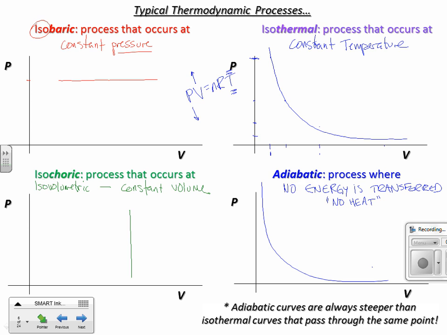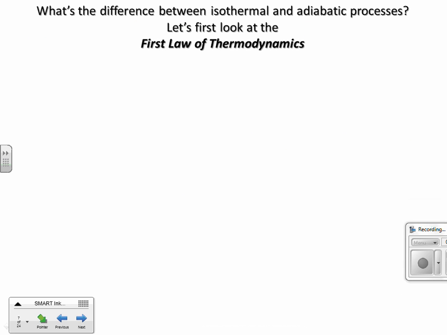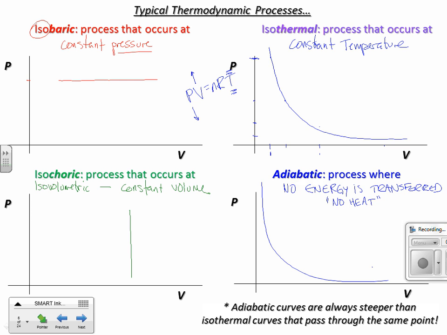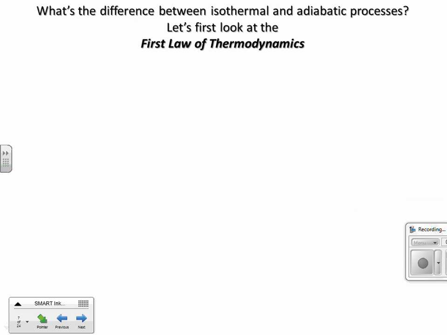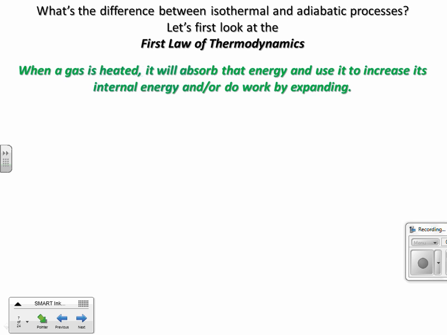Okay. Now, what's the difference between something that happens at a constant temperature and something where there's no energy transfer? Well, we can boil it down into what we call the first law of thermodynamics. And here's the first law. It says that when a gas is heated, or really when energy is transferred to a gas, here's what the gas will do. It'll take that energy and use it to either increase its internal energy, which we know is closely tied to temperature, or it can actually do two things.